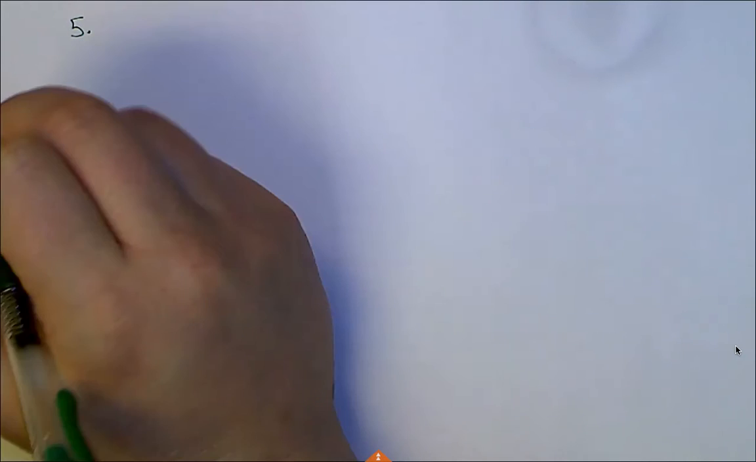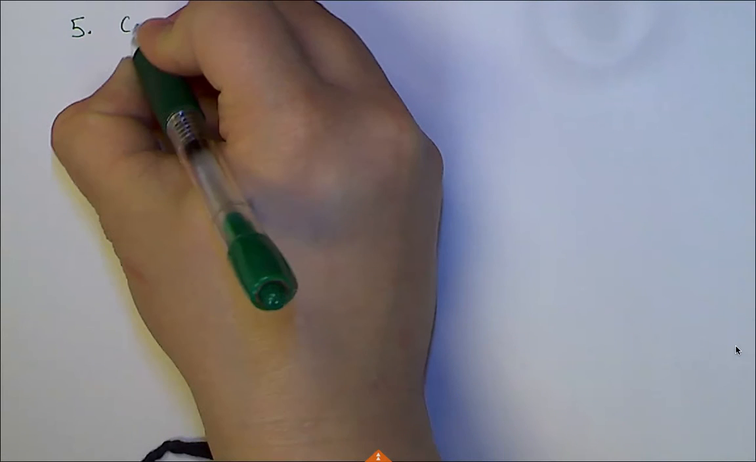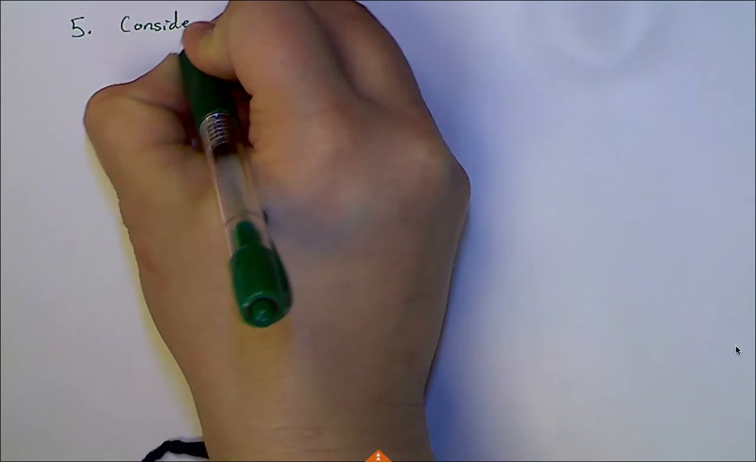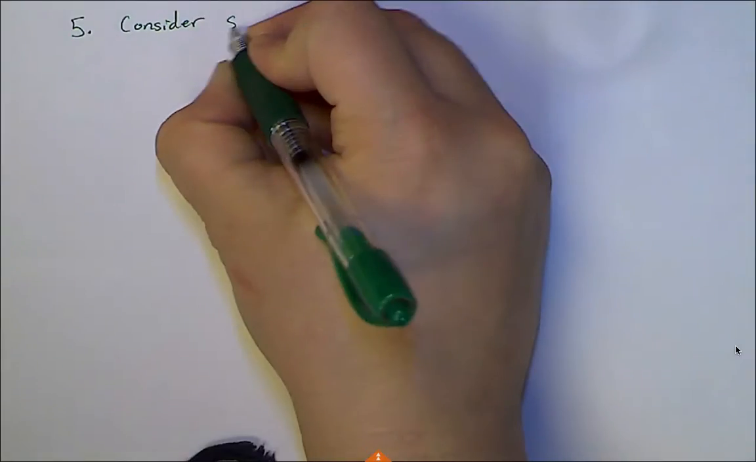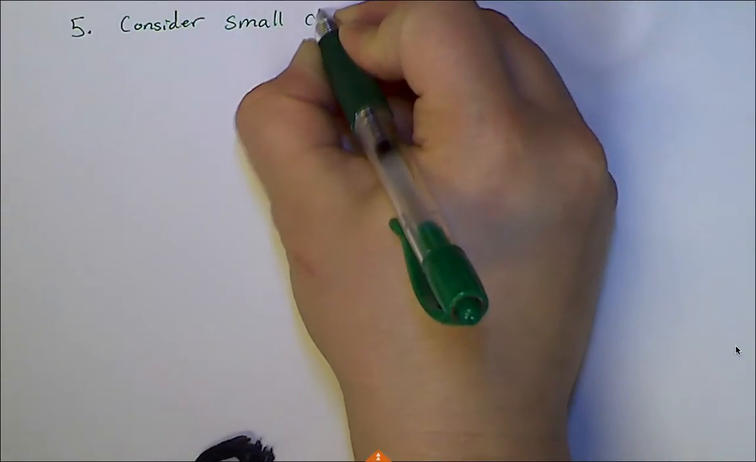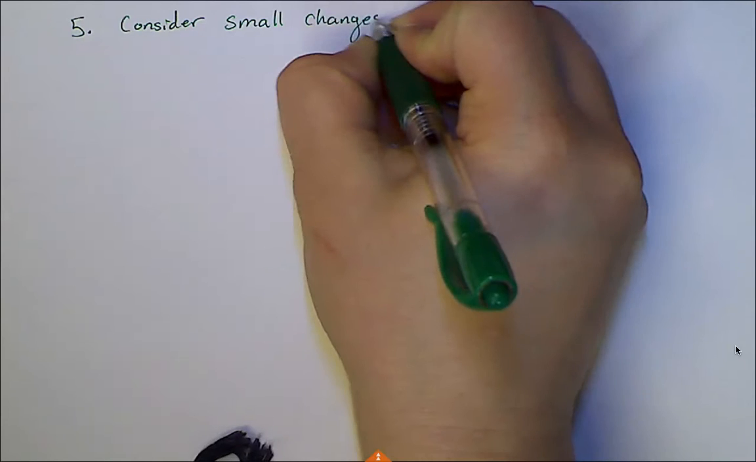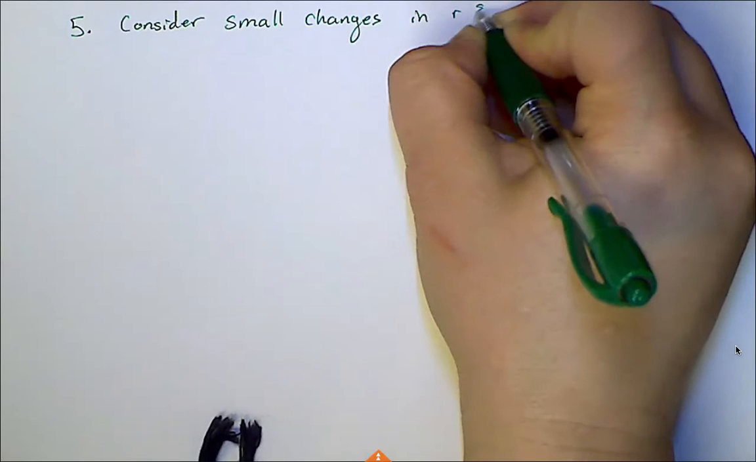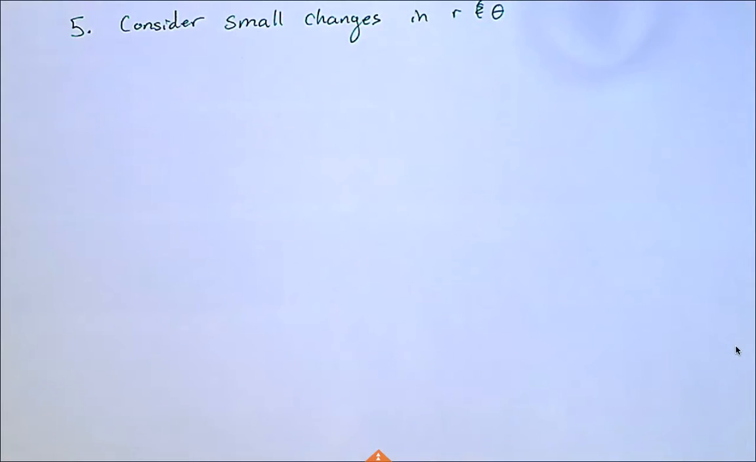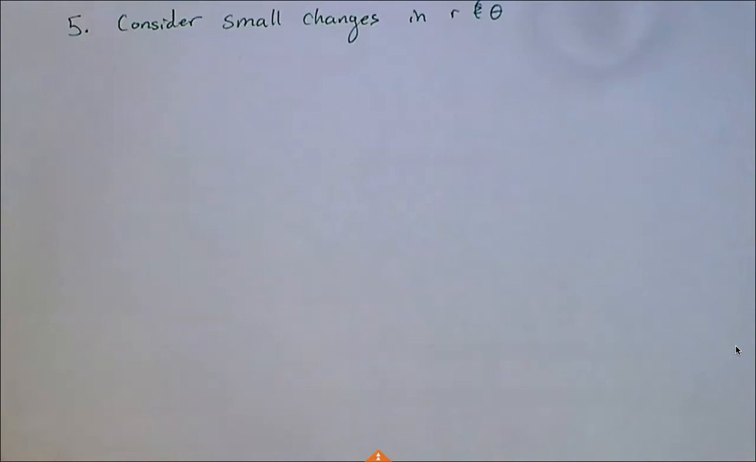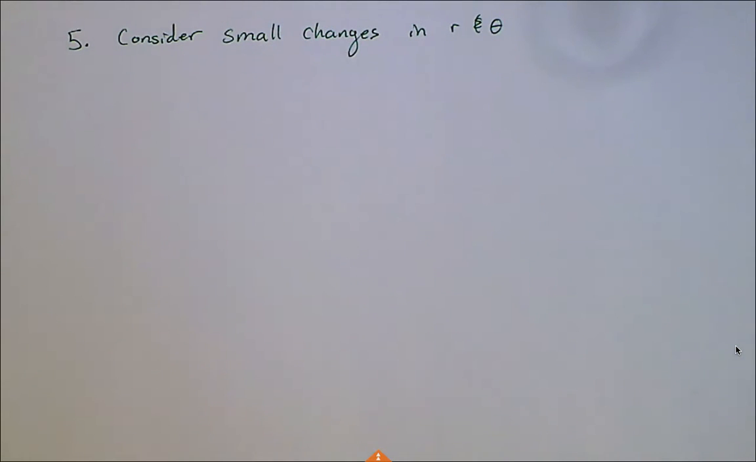So step 5 now is to consider small changes in your variables, so r and theta. Oops, wrong way. So sorry. So now we're going to consider small changes in the variables.